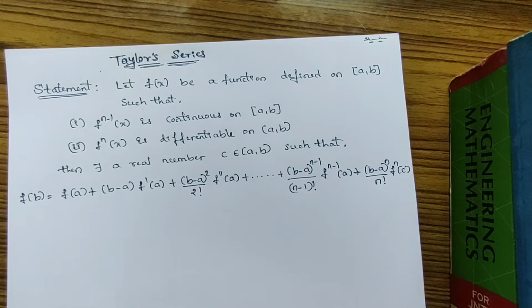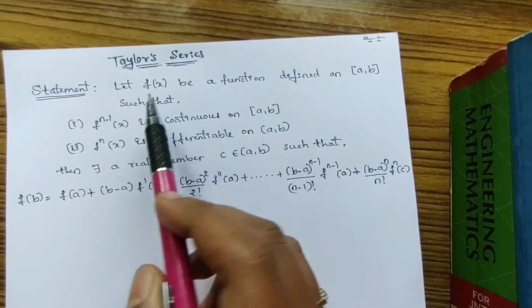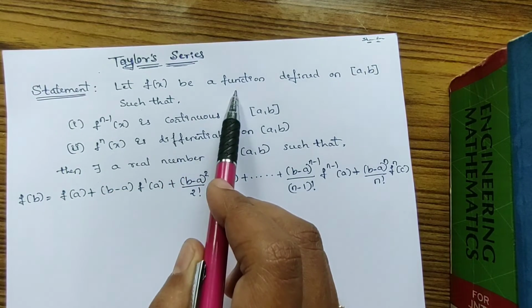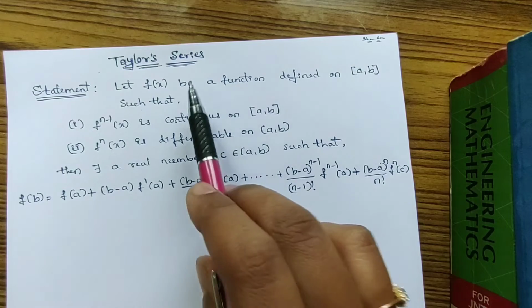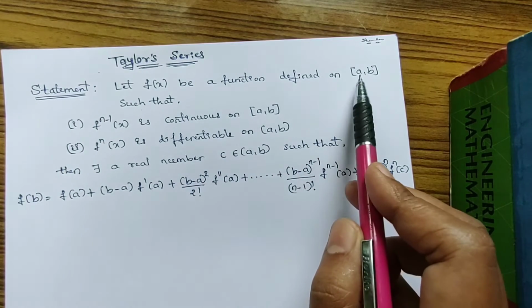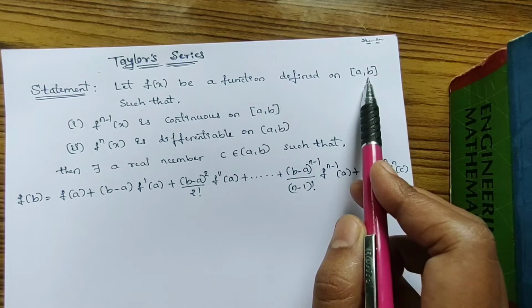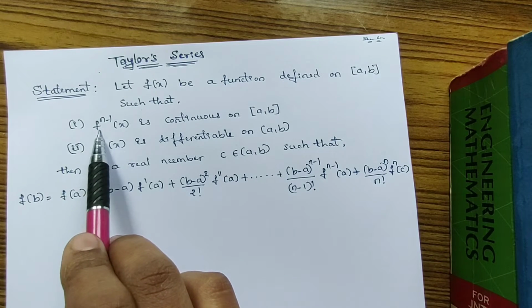Good morning, students. So today we are going to discuss the expansion of the Taylor series as well as the Maclaurin series in real analysis. Okay, so here goes the statement. The statement says: let f of x be a function defined on the closed interval [a, b], such that two conditions are satisfied.